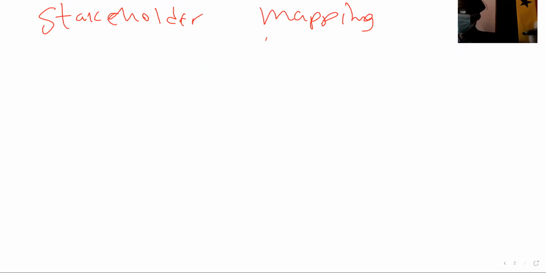Stakeholder mapping. I'm done with stakeholder mapping. It's just one way of presenting the stakeholder analysis or the assessment. Just one way of presenting it. And then we are free to go.